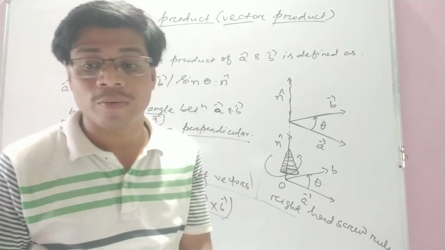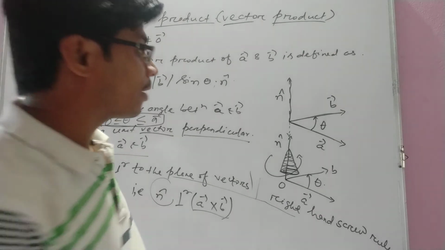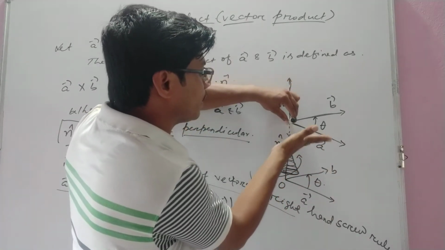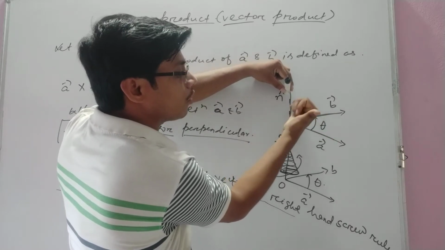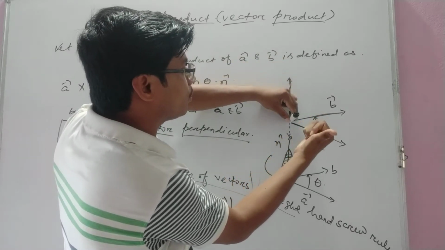So n cap is a unit vector which is perpendicular to both vectors. Okay, when we rotate these two vectors in the direction, this thumb is denoted as n cap.